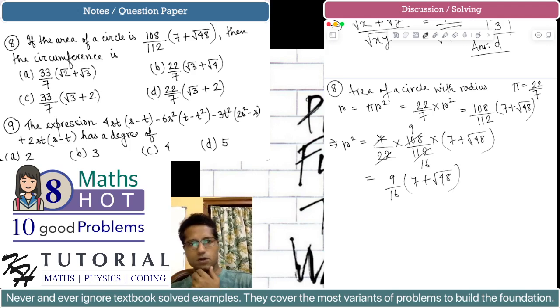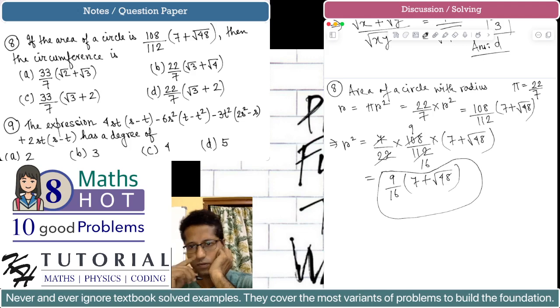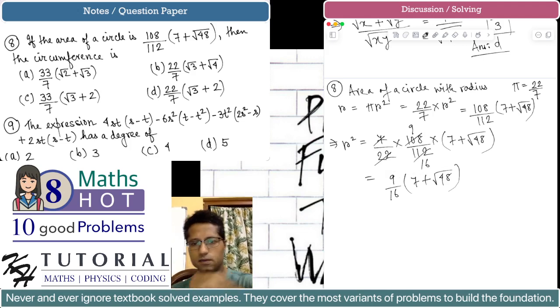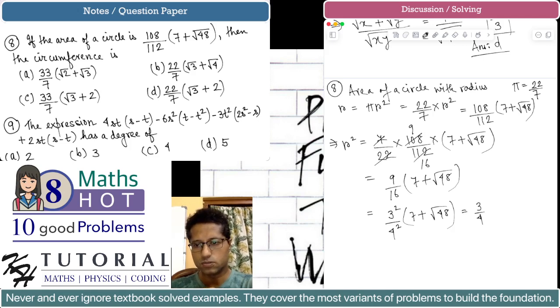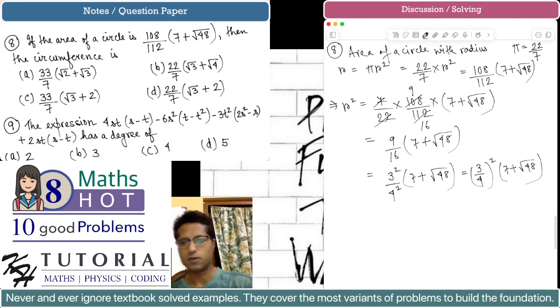We have to find r because we have to find the circumference. Circumference is equal to 2 pi r. We have to find r. So somehow this expression has to be expressed as a square of something. Now 9 is 3 square, and 16 is 4 square. So this we can write as 3 by 4 whole square, and we are having 7 plus square root of 48. So somehow we have to express 7 plus square root of 48 as a square of something.